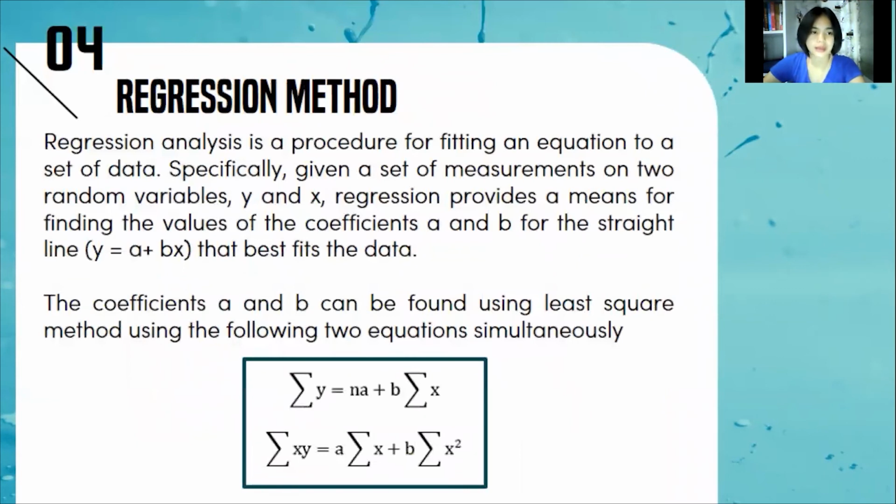Fourth is the regression method. Regression analysis is a procedure for fitting an equation to a set of data. So we are making an equation that fits the set of data, specifically given a set of measurements on two random variables, y and x. It provides a means for finding the values of the coefficients a and b for the straight line y equals a plus bx, which best fits the data. The coefficients a and b can be found using the least squares method with the following two equations simultaneously. The two equations are on the screen.